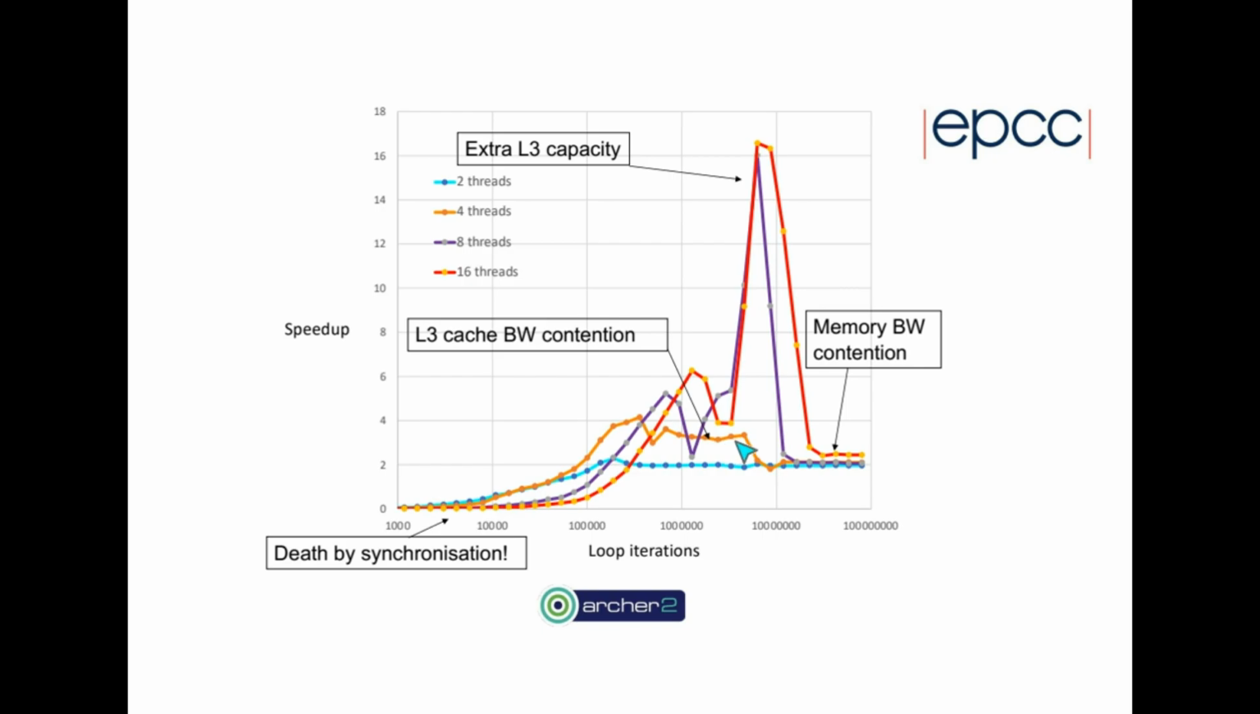But then as the size of the loop and the size of the data gets even bigger, it no longer fits in level 3 cache anymore. All the accesses are coming from main memory, and the speed up drops back down to about 2. So for large enough arrays where all the accesses are coming from main memory, it's really hard to get anything bigger, even if I go up to, so this is 2, 4, 8, 16 threads. Basically, I've completely saturated the memory bandwidth with just 2 threads.